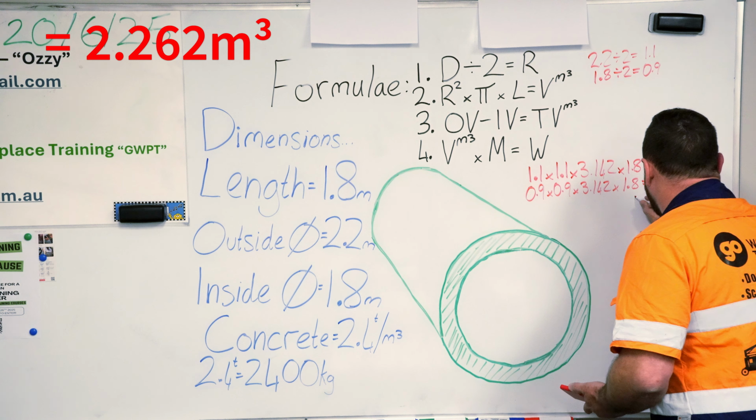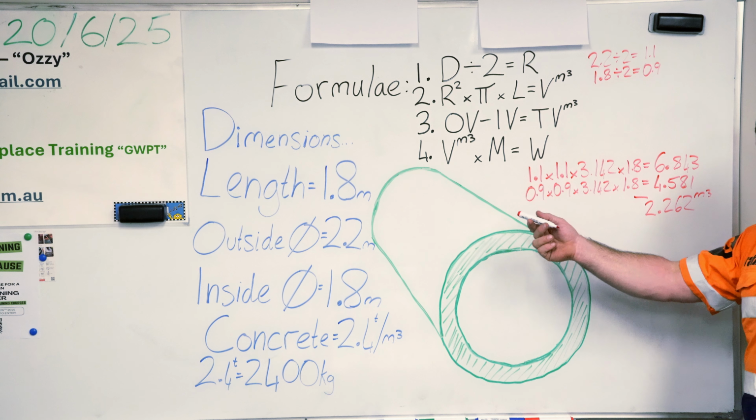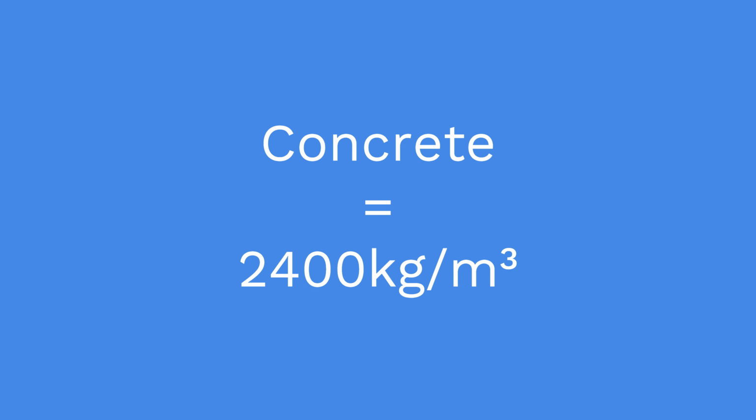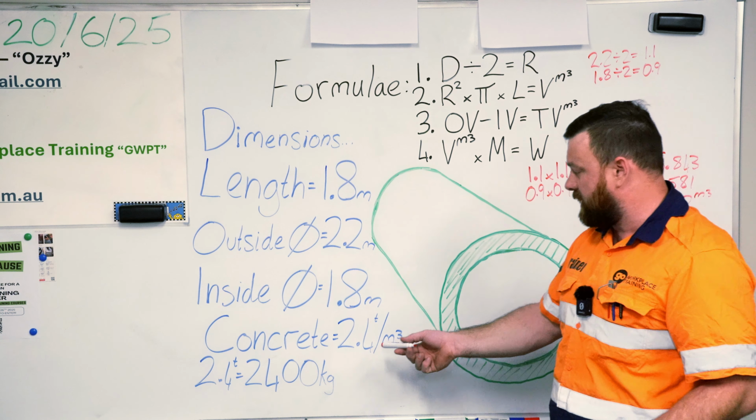Now what is that number? Is that tons? Is it kilos? Is it something else? It's not weight. That is volume. That is 2.262 cubic meters, or meters 3, of what material is this? It's concrete. How much does concrete weigh per cubic meter? It weighs 2.4 tons per cubic meter, which is also the equivalent of 2,400 kilos per cubic meter. So we've just done part 3 of our formula. Now we're going to do part 4.